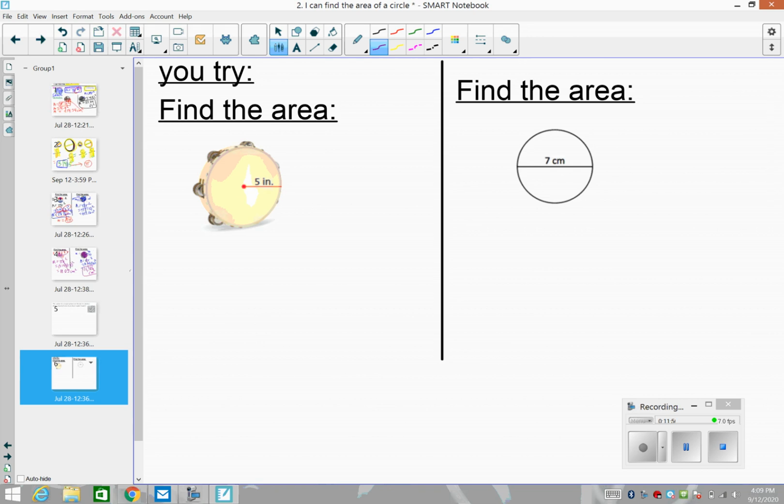Find the area. So this problem here, this is really 5 for the radius, right? That's our radius. So 5 plus 5 would be the diameter. We only need the radius, FYI.